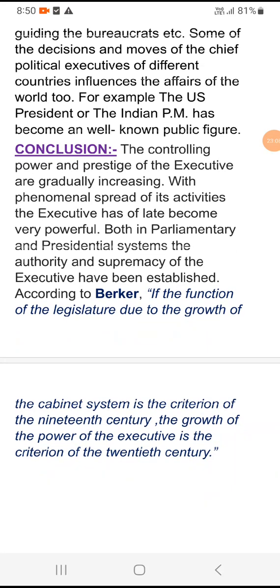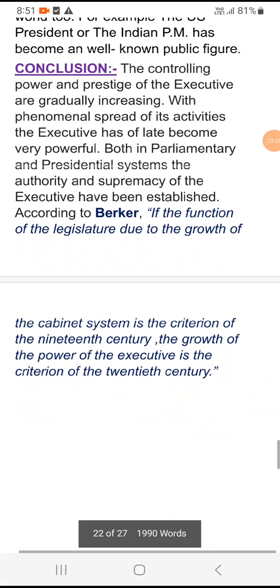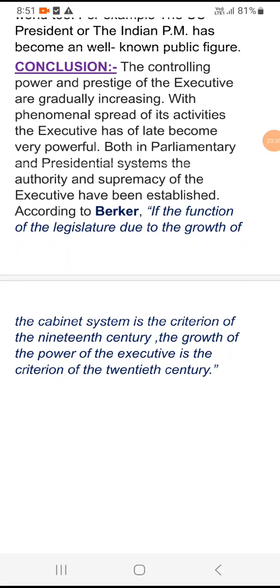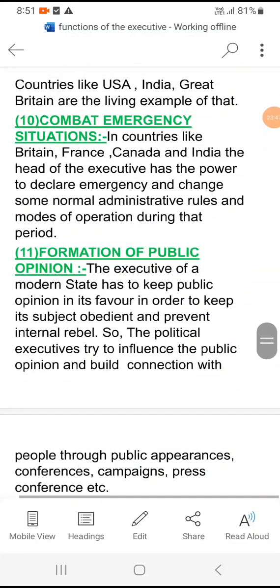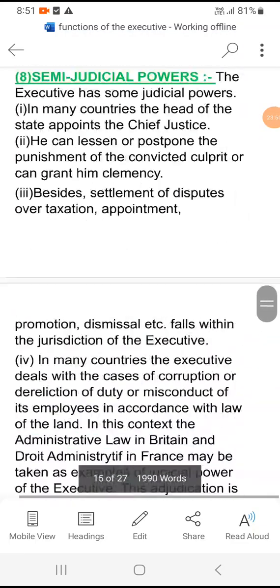Conclusion. The controlling power and prestige of the executive are gradually increasing. With the phenomenal speed of its activities, the executive has of late become very powerful. Both in parliamentary and presidential system, the authority and supremacy of the executive have been established. According to Barker, if the function of the legislature due to the growth of the cabinet system is the criterion of the 19th century, the growth of the power of the executive is the criterion of the 20th century. This is the power of the executive of a modern state.